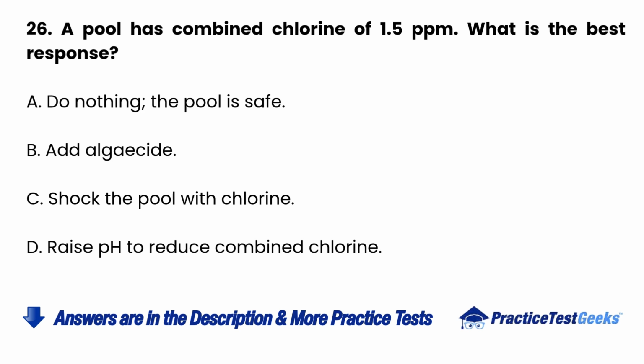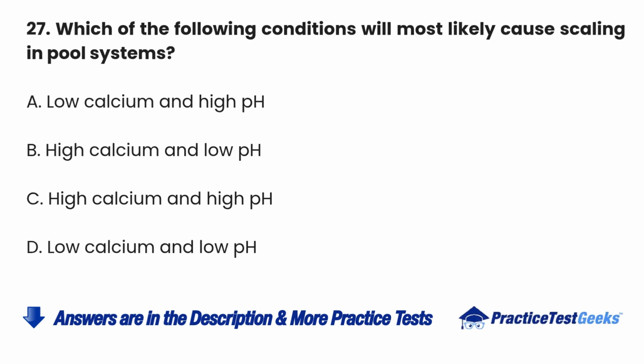26. A pool has combined chlorine of 1.5 ppm. What is the best response? A. Do nothing, the pool is safe. B. Add algaecide. C. Shock the pool with chlorine. D. Raise pH to reduce combined chlorine.